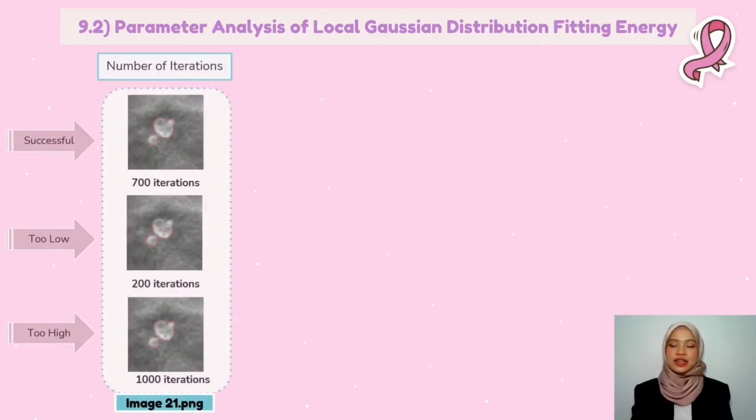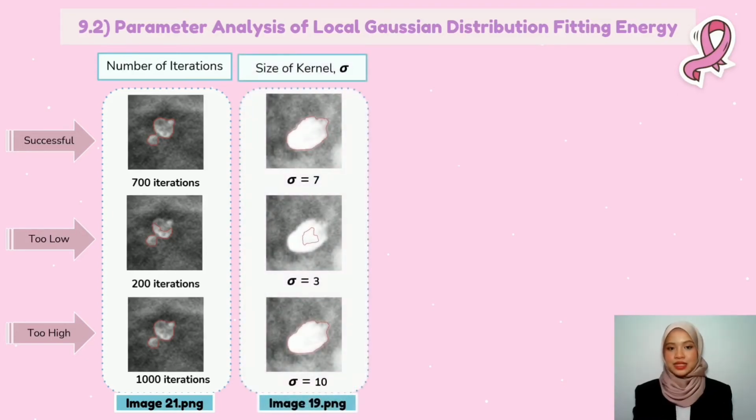Next, parameter analysis of local Gaussian distribution fitting energy. There are 3 parameters that have a significant impact in this study. Firstly is the number of iterations. The optimal value for image 21.png is 700 iterations. If the value is too low, it will produce under-segmentation. However, if the value is too high, it shows no difference. This is because the active contour will stop evolving if the current contour position is the same as in the previous iterations.